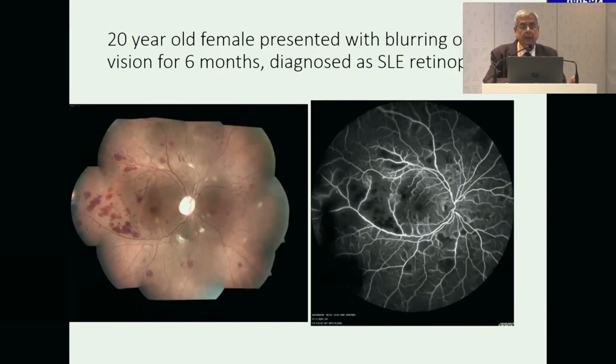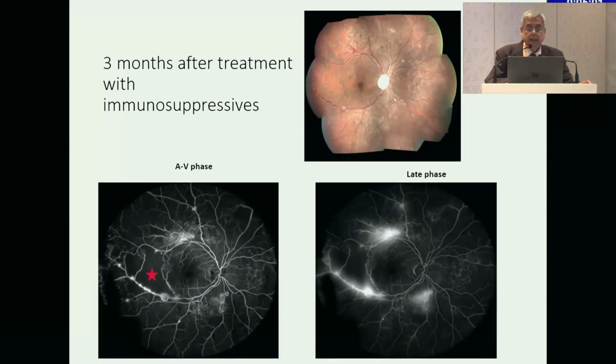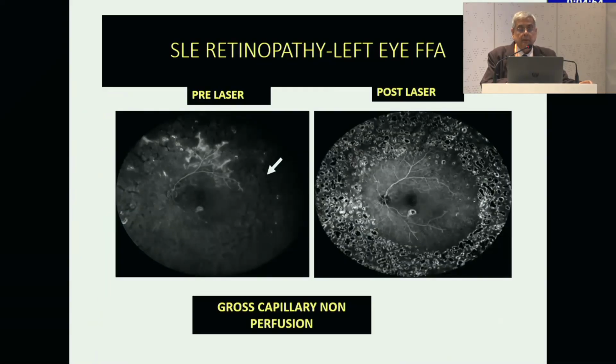This is a patient where I feel that fundus fluorescein angiogram is quite required. A 20-year-old female presenting with blurring of vision for 6 months, and she had SLE. If you don't do the fluorescein angiogram, you can miss the gross capillary non-perfusion, and this patient promptly required photocoagulation to prevent neovascularization. This patient did have neovascularization of the retina, was successfully photocoagulated, and we could preserve the vision.